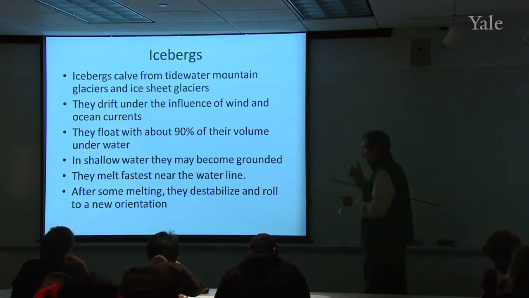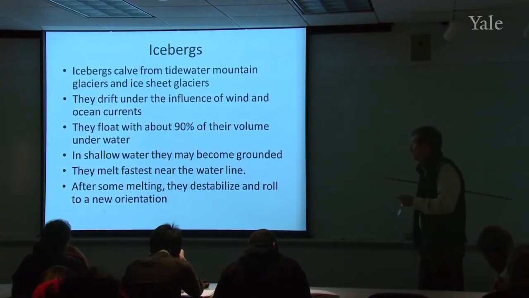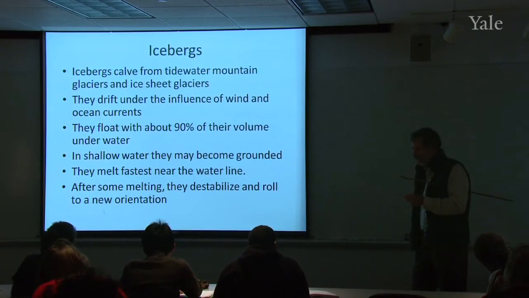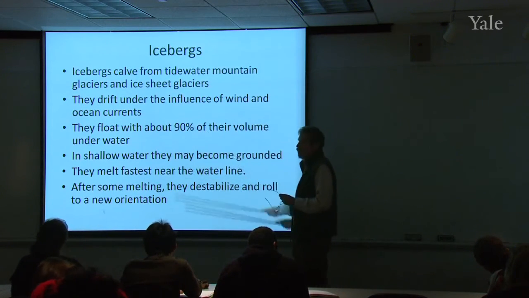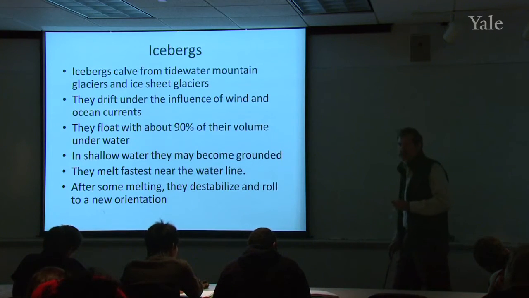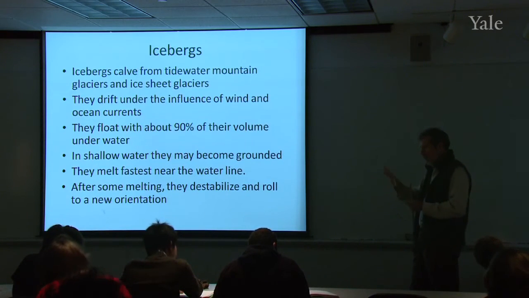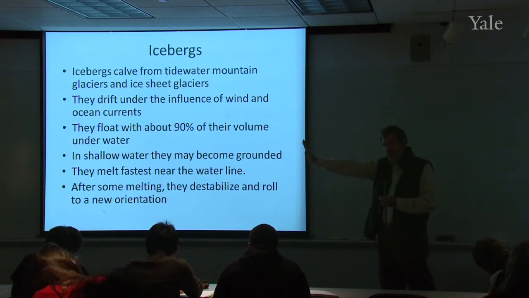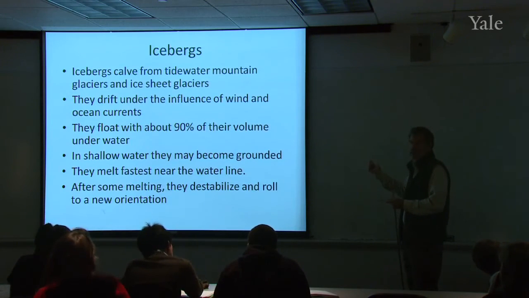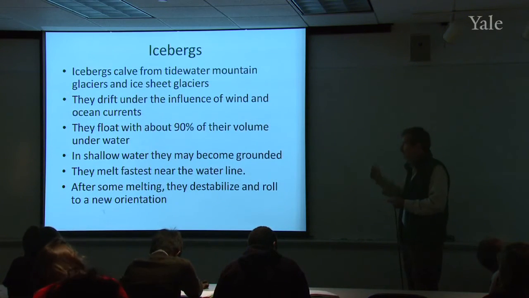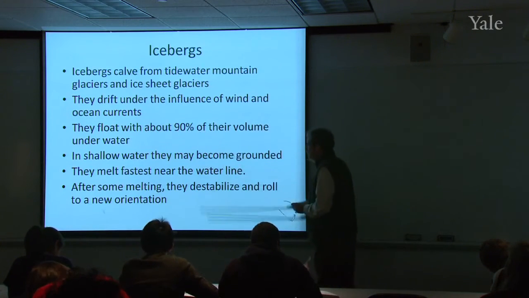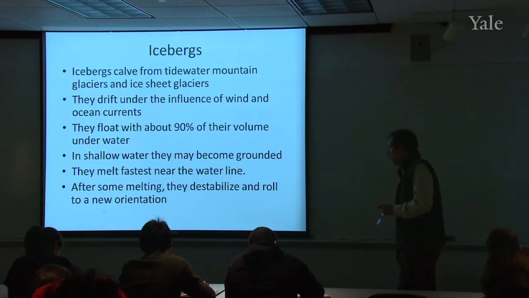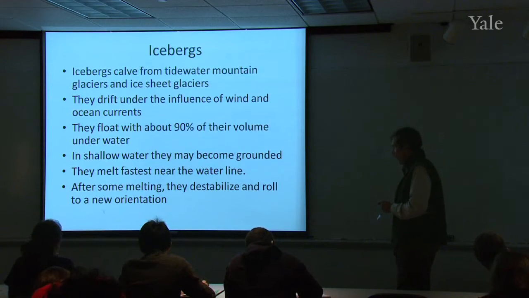Once they're floating, they drift under the influence of wind and ocean currents. And don't forget to indicate that the Coriolis force can also play a big role in this too. For example, if the wind pushes on an iceberg in that direction, it'll move off at right angles. So that's because of the Coriolis force. They float with about 90% of their volume underwater. We'll work out the math for that in just a moment.